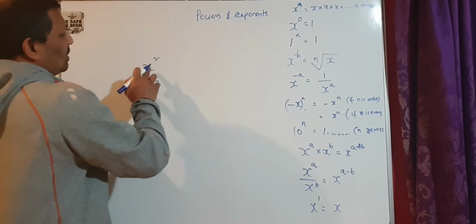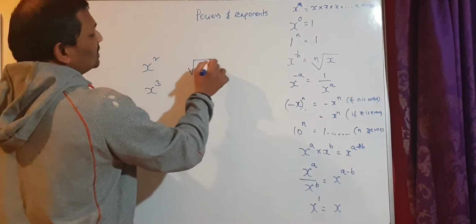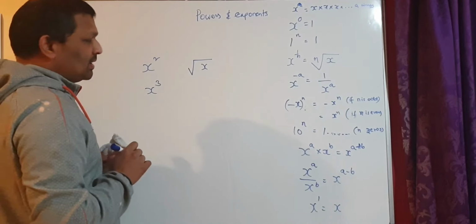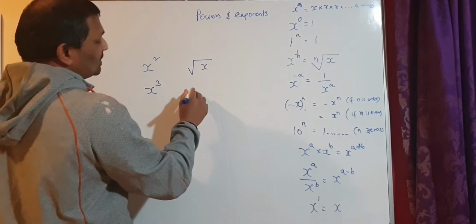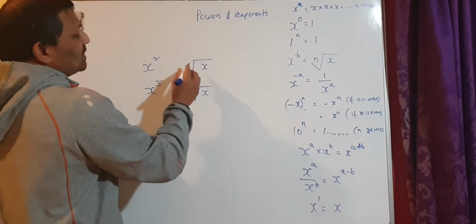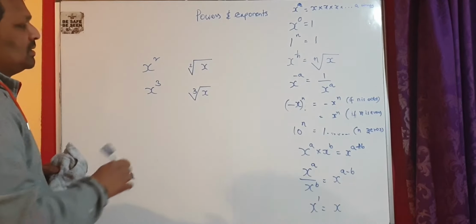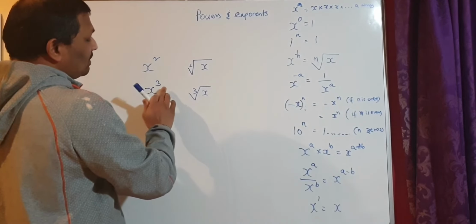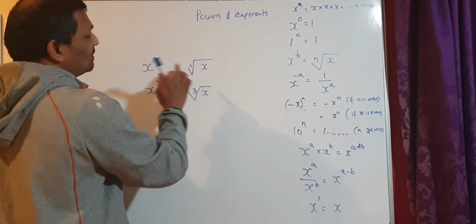The multiplicative inverse of this one is the square root of x. But for x cube, the multiplicative inverse is the cube root of x. If nothing is mentioned here, it's implicit that we have 2 here. So this is the square root of x. This is the cube root of x. These are not equal, but what I'm saying is that this is the multiplicative inverse of x cube.